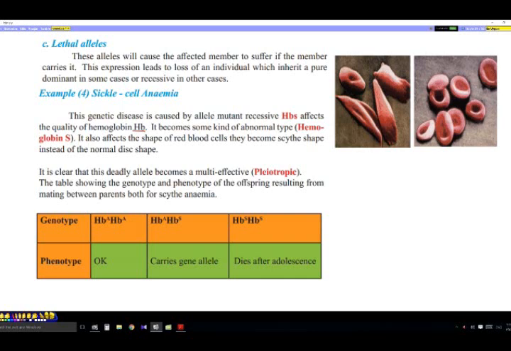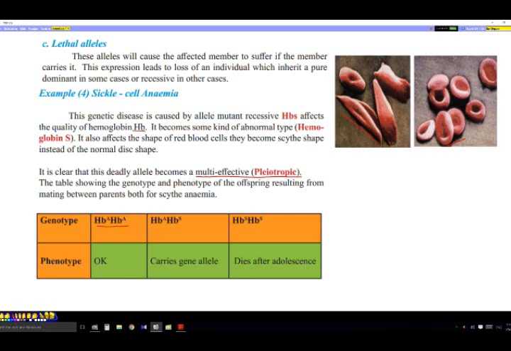It also affects the shape of red blood cells, and they become not disc shaped but sickle shaped instead of the normal disc shape. It's clear that this deadly allele, which causes death of the organism, is multi-effective. So it has more effect than only the shape of the cell, but also causes abnormalities in the functioning of red blood cells. The table shows the genotype and phenotype of the offspring resulting from mating between parents, both for sickle cell anemia.